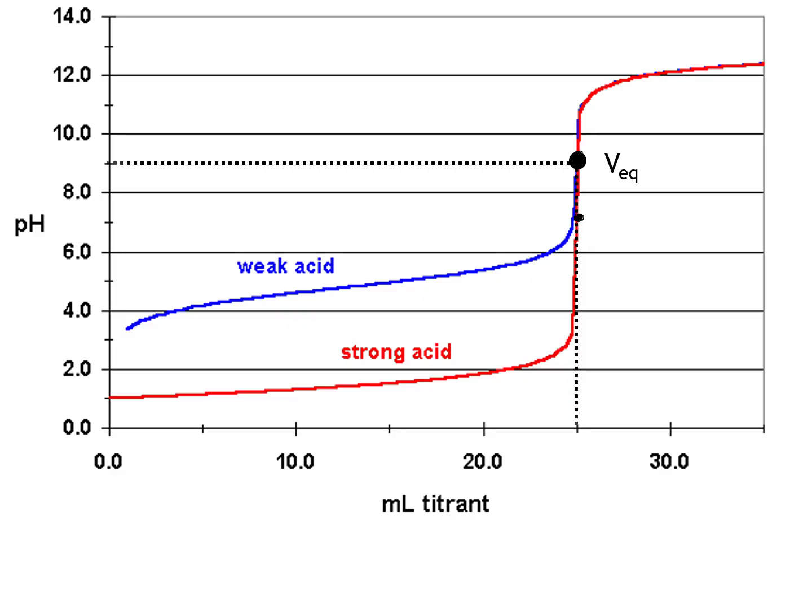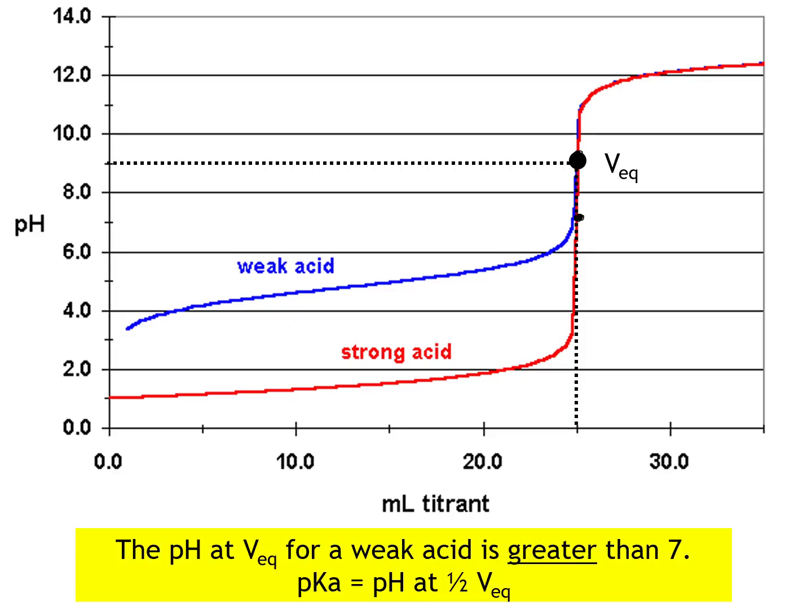So there's our equivalence volume. We can see that it went through the equivalence point at 25 milliliters, and the pH looks like it worked out to be exactly 9. So the key thing to remember there is that the pH at the equivalence point for a weak acid is greater than 7.